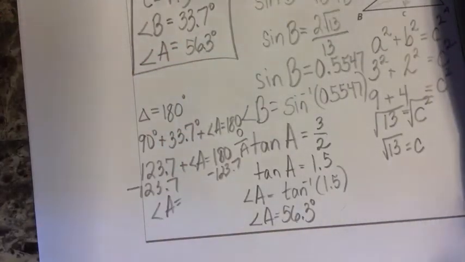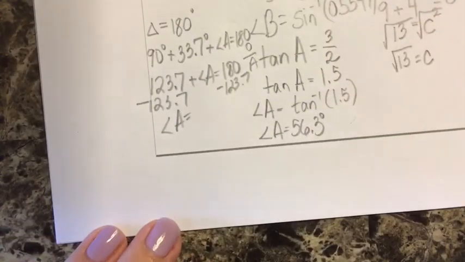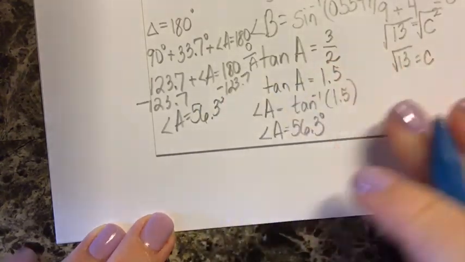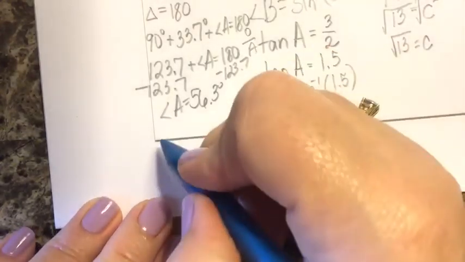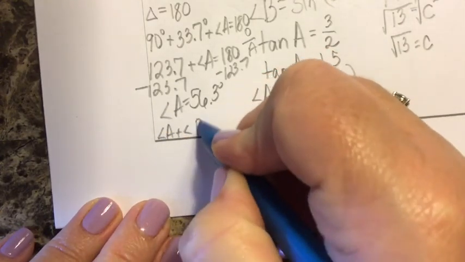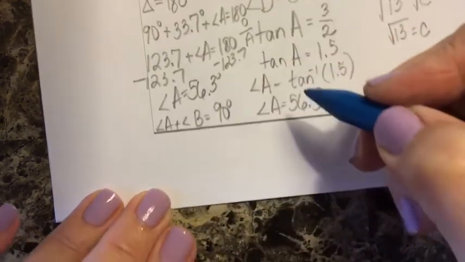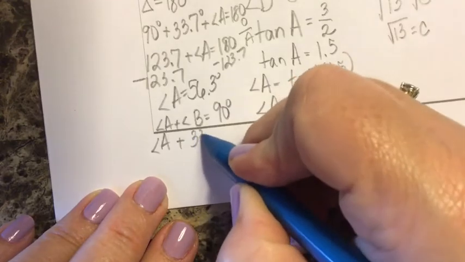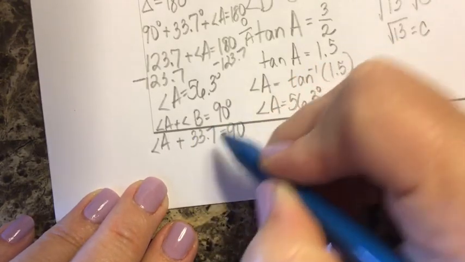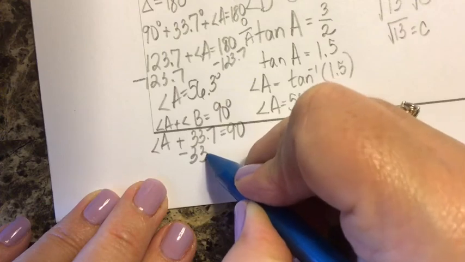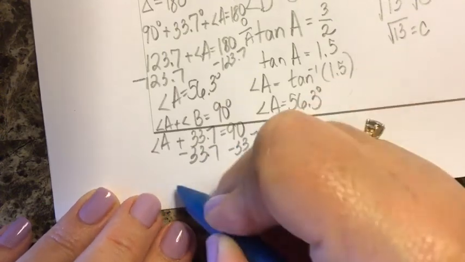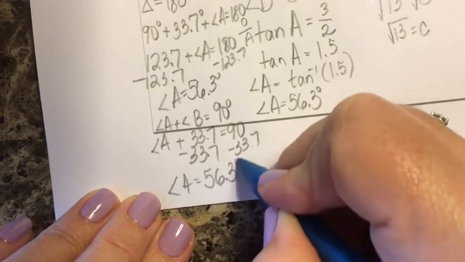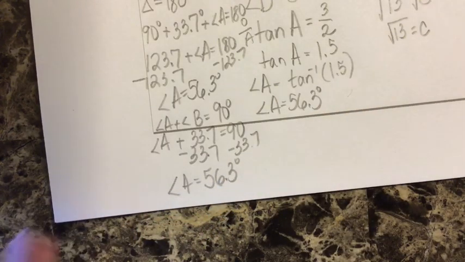The other way that you could have done this is knowing that if angle C is a right angle, then the 2 acute angles have to add up to 90 degrees. I did not at the time know angle A, but I do know that angle B is 33.7. If I subtract 33.7, I won't prove it because I'm sure you know that I would still get 56.3 degrees. And I have solved that right triangle.